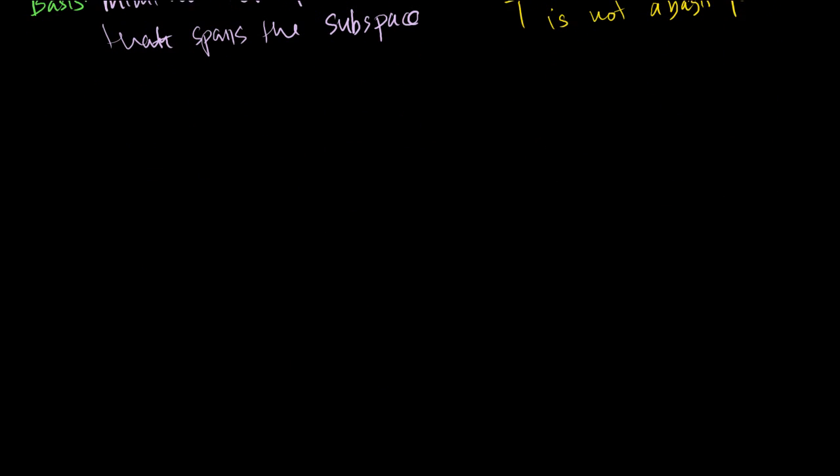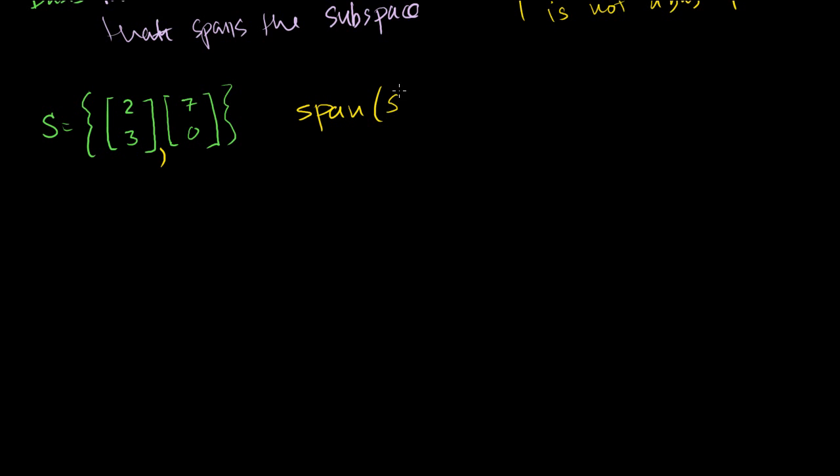Let's just take some vectors here. Let's say I define my set of vectors, and I'll deal in R2. So let's say I have the vector 2, 3, and I have the other vector 7, 0. First of all, let's think about the span of this set of vectors. This is a set of vectors. So what's the span of S? What's all of the linear combinations of this?